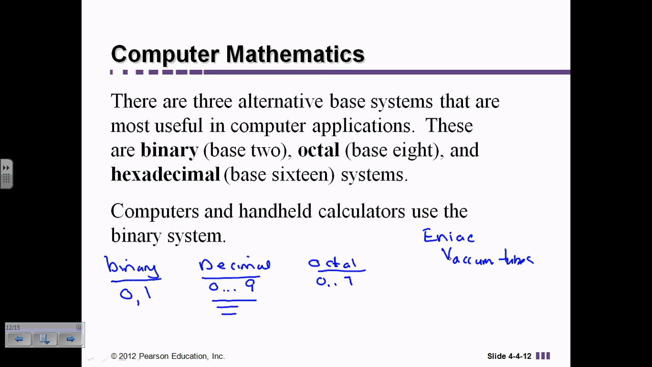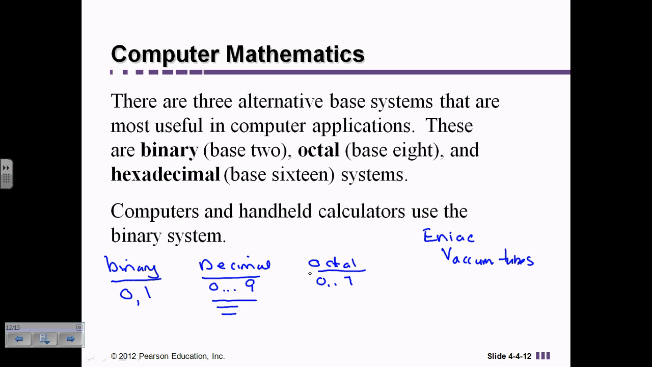And a vacuum tube, if you can imagine, looks like a light bulb. And there would have to be 9 vacuum tubes for every place value. So you would have to have 9 vacuum tubes for the ones place, 9 for the tens place, 9 for the hundreds place. And they were very powerful machines. Powerful in the sense that they used a lot of electricity.